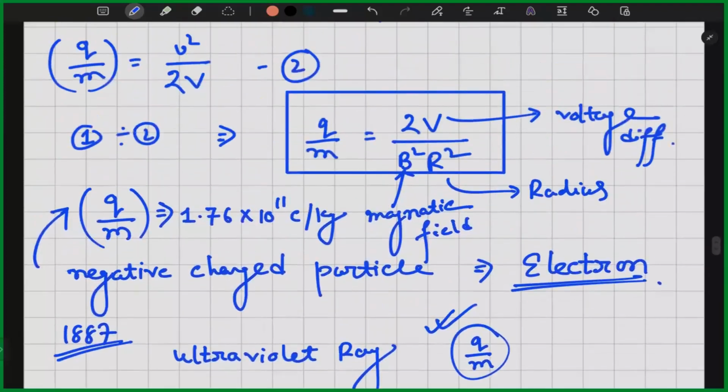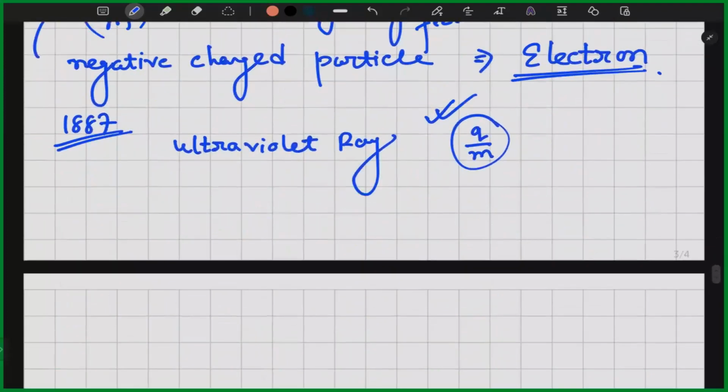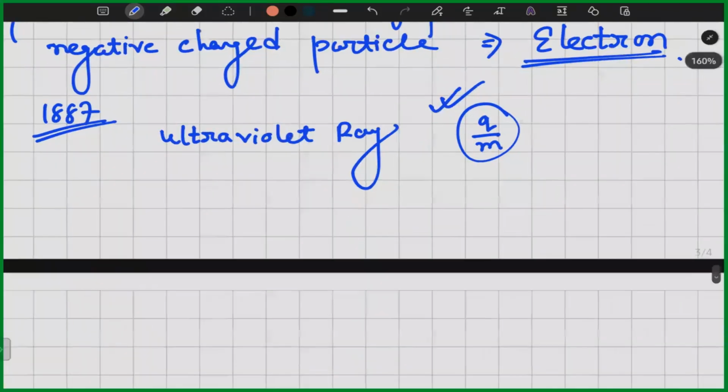The particle in the cathode ray and the particle in the other experiment of that time are the same particle, and this is the fundamental particle of any matter, because if we change the matter of that electrode, that plate, the q by m remains the same. That means we can take any metal, but the particle emitted is always the same particle, because the ratio of charge and mass remains the same. So this particle is a fundamental particle of any material or metal, and it is named as electron.